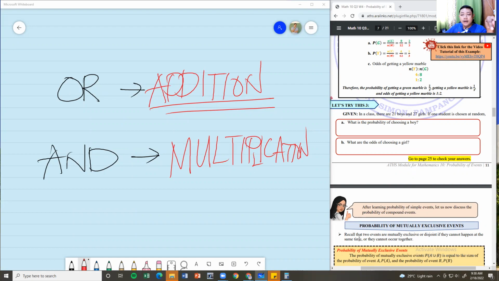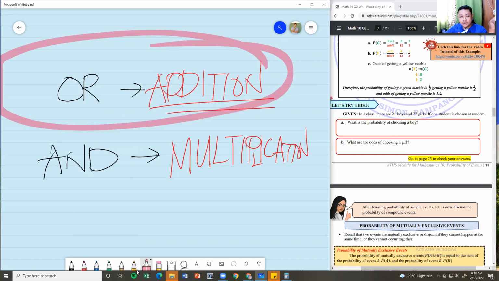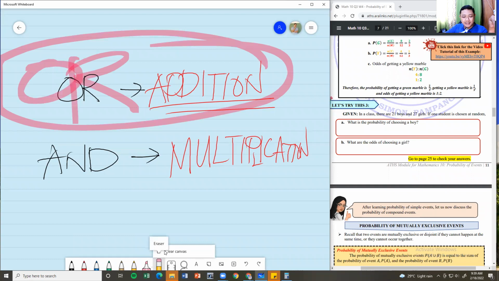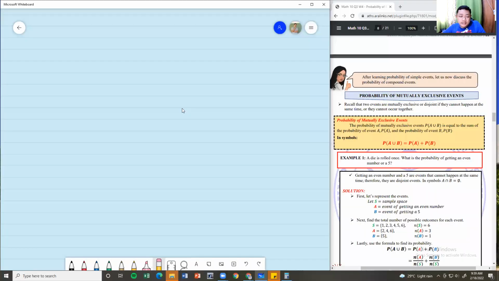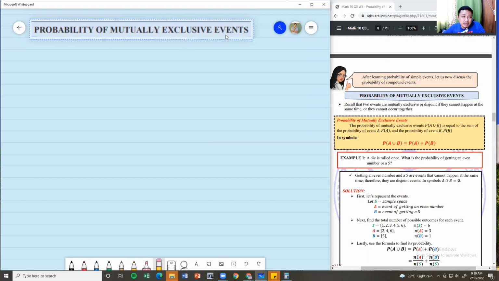Okay, because for this part, we will now be focusing more on the addition, the or part. Okay? Ready? Let's now have this part of our discussion. And this is what we call the probability of mutually exclusive events. From the word itself, exclusive. Either boy or girl. Kasi exclusive lang siya. Di siya pwede magkasama. Especially kapag, for example, in schools, kapag sinabing exclusive school, it's only either for boys or for girls. Hindi pwede magsasama.